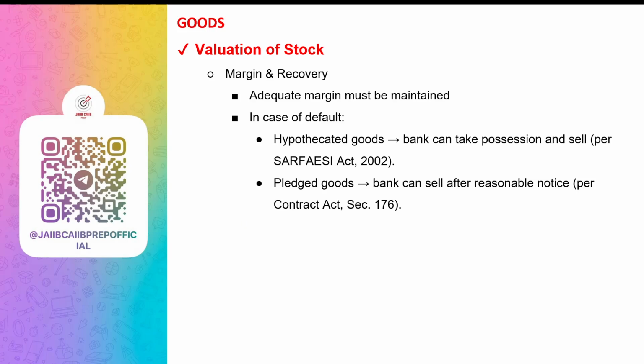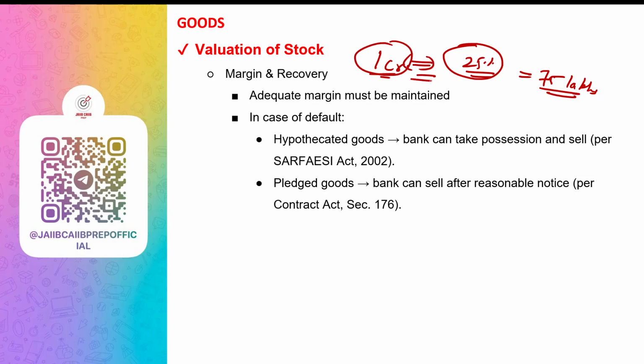Margin and recovery. So bank maintain a margin before calculating the drawing power, of the amount which can be lent to the borrower. So for example, stock value is 1 CR. Bank is maintaining a margin of 25%. So the drawing power is 75 lakhs. Bank will keep this 25 lakhs as margin. So adequate margin must be maintained.